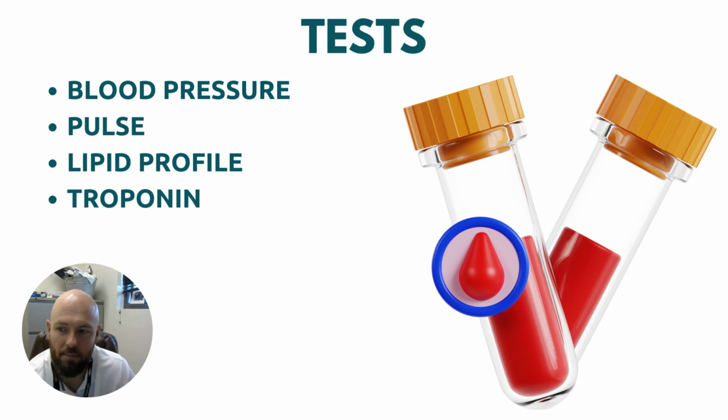Lipid profile is the amount of certain types of lipids or fats in your blood. So triglycerides, lipoproteins. Troponin is a blood test that measures the amount of this enzyme known as troponin in the blood. It's released during cardiac injury. So an elevation in troponin means that heart muscles have been injured.